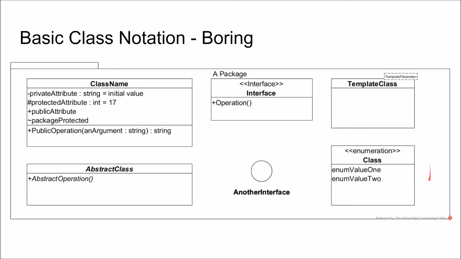In addition, you can have another type of special class, an enumeration class, and then you stereotype it with enumeration, and you can put the enumeration values into the compartment. Finally, a little bit more advanced, you can also have template classes where you define a template parameter. This is typically used for collection classes and generics in Java, and so on. Finally, we can put everything inside a package, and this is quite a common notation for this.